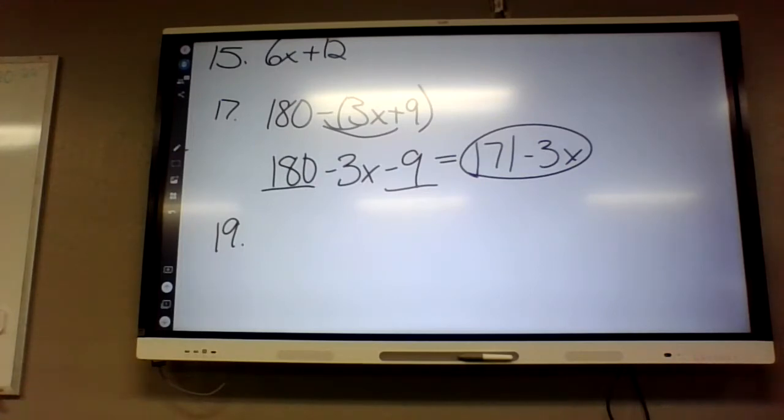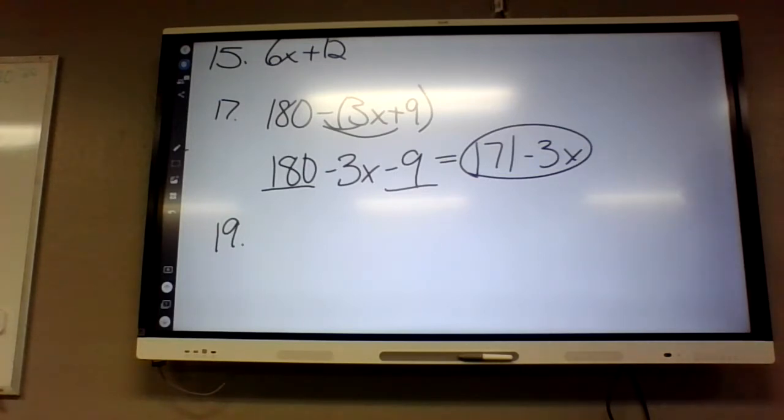Okay, 19 looks like it's a little bit of algebra down here. 18 is multiple choice, so that's what's going on down there. 19 says angle 5 and angle 7. What do I know about angle 5 and angle 7? They're corresponding, they're matching angles.